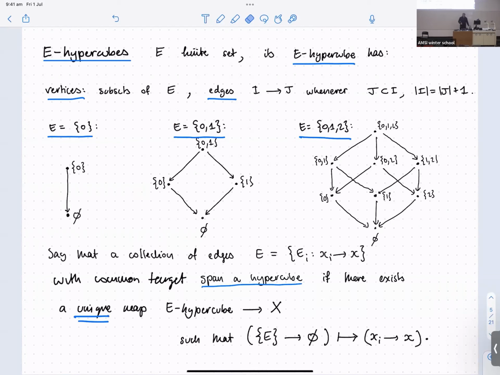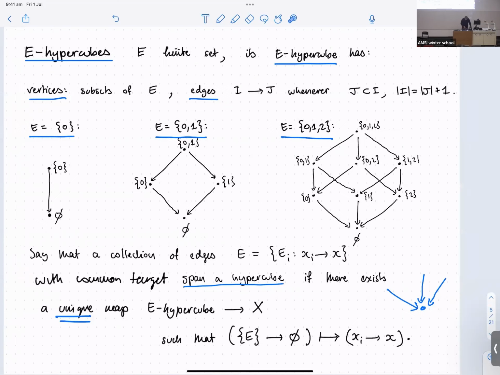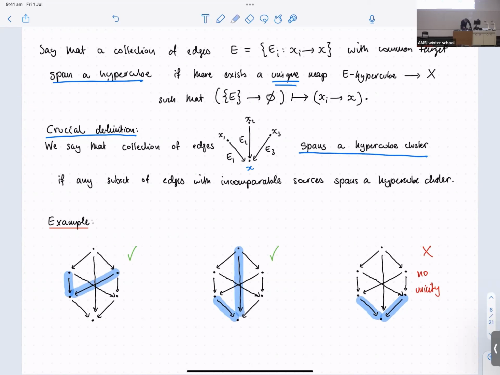Now, this is a crucial definition. We say that a collection of edges spans a hypercube if there exists a unique map into our poset. Here X is just a general poset at the moment. So we have some point, and a whole lot of edges going into it, and we say that these edges span a hypercube if there's a unique way of completing it up like that. This is both an existence and a uniqueness statement, and you should think of spanning a hypercube as a very strong structure. So this is the same definition as we've just given: we have some edges, and a unique way of completing them up into a hypercube.